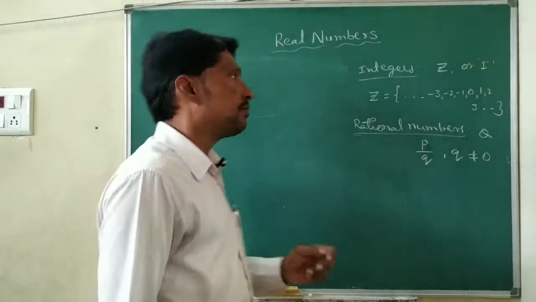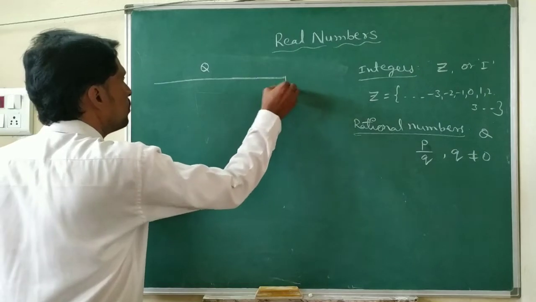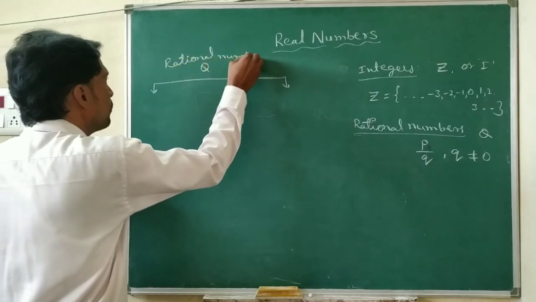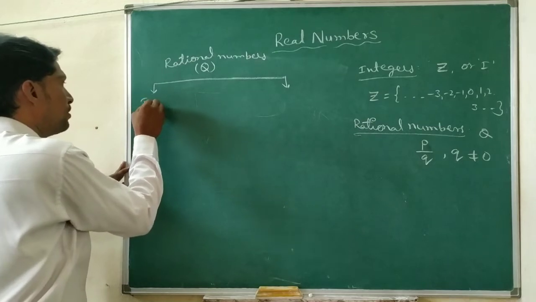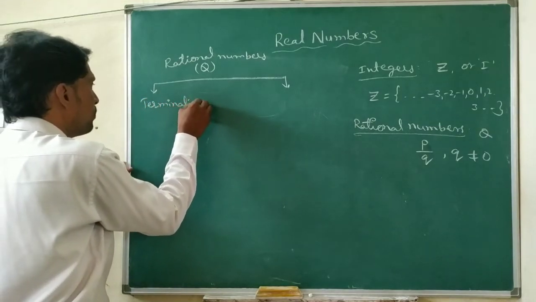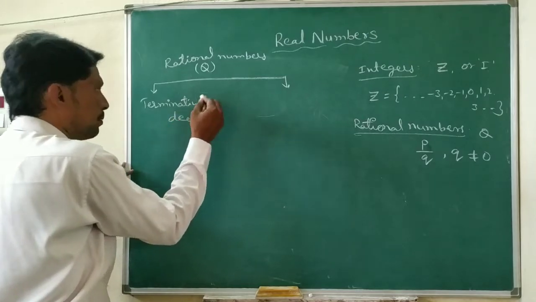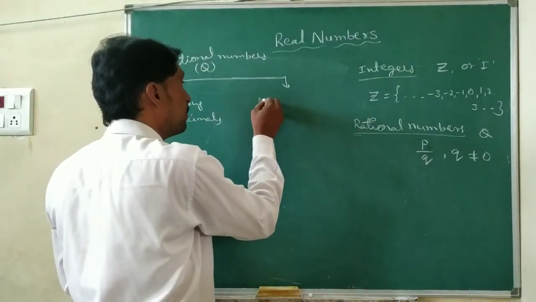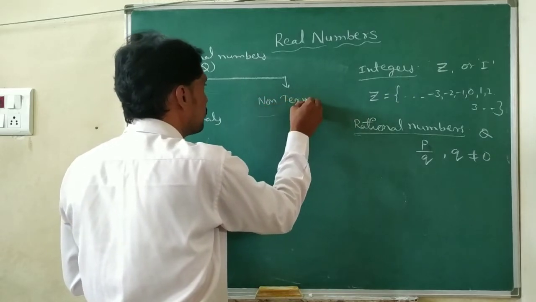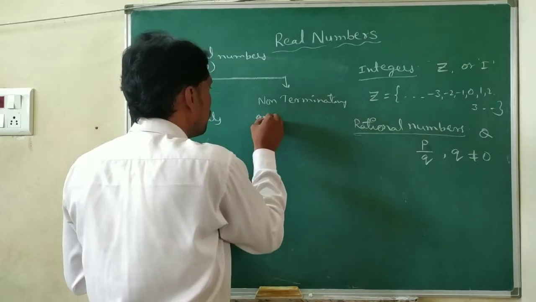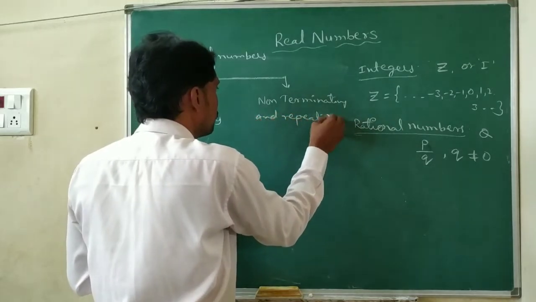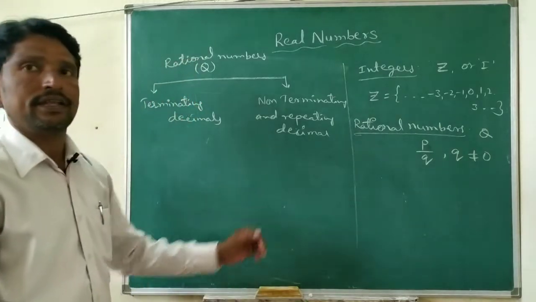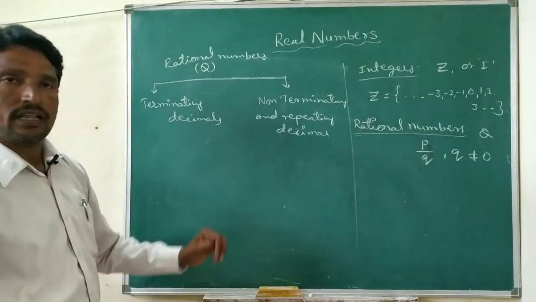Rational numbers are of two types. One is terminating decimals, and the other is non-terminating and repeating decimals.